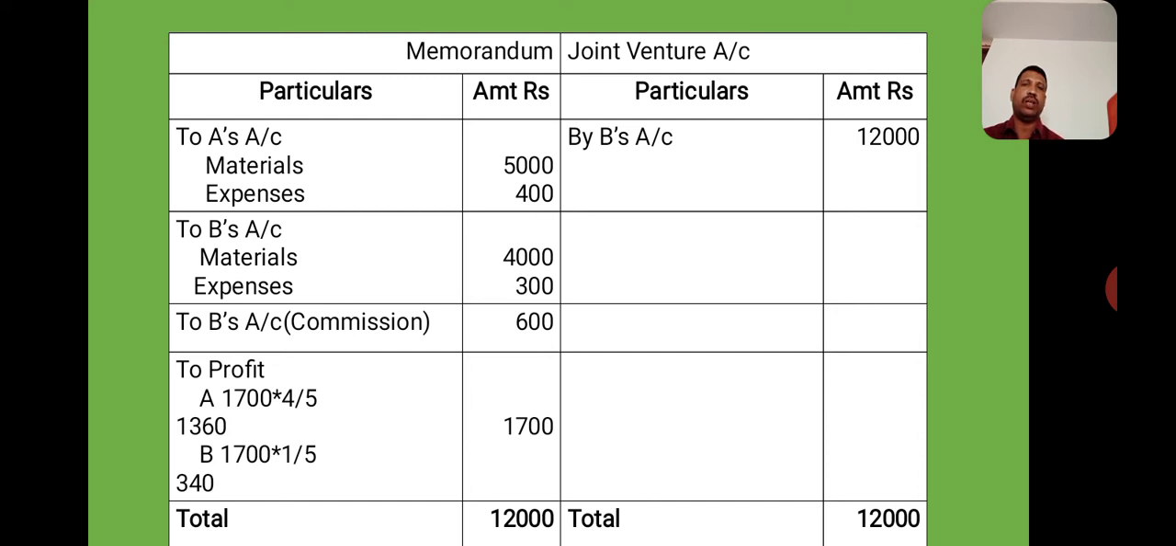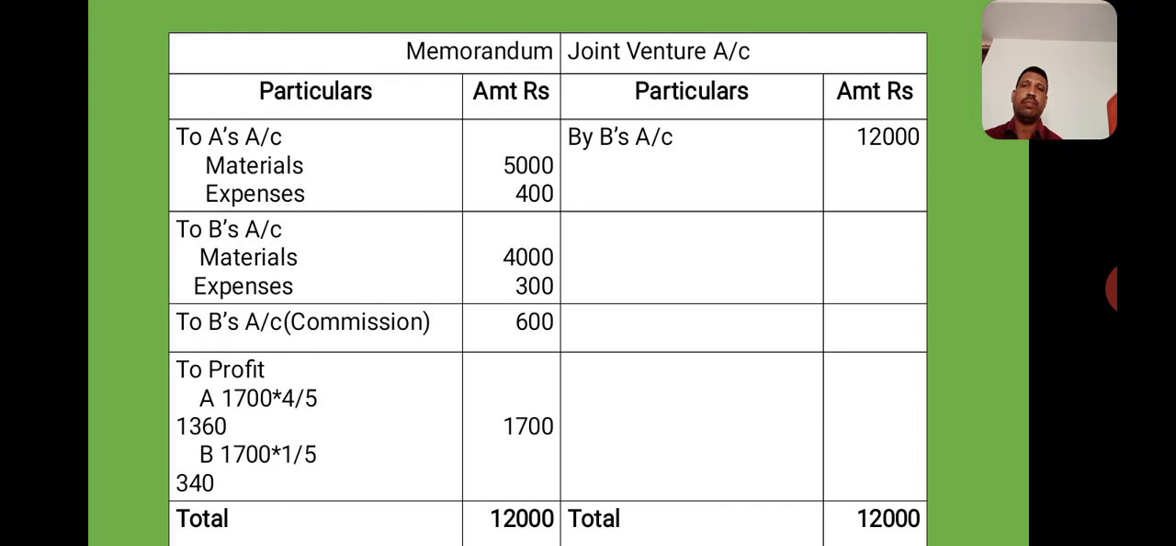So here we have to mention rupees 12,000 because sales proceeds are received. Sales proceeds received by co-venturer B, 12,000 rupees. For that is 5% on 12,000 rupees. The commission will be rupees 600. So to B's account commission rupees 600, and after that memorandum joint venture account shows 12,000 rupees on the credit side, and then here 5,400 plus 4,300 and then 600, total 10,300. So I'll get total 10,300 stands on the debit side of the memorandum joint venture account.